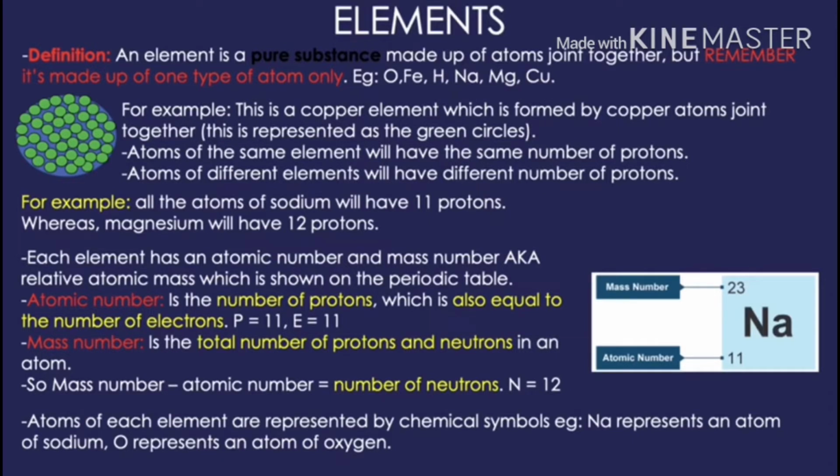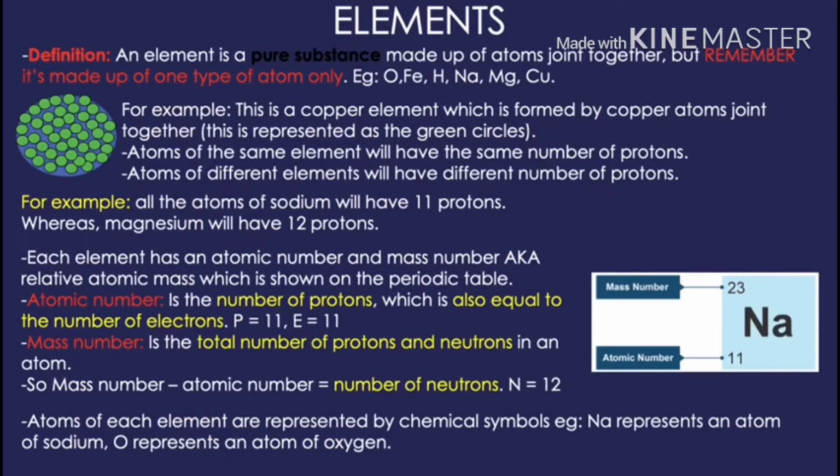So the next part shows the link between the idea of atoms and elements to give you a better understanding of how elements are formed. In this diagram, the small green circles represent the copper atoms, which are joined together to form a copper element. Atoms of the same element will have the same number of protons, and atoms of different elements will have a different number of protons. For example, all the atoms of sodium will have 11 protons, whereas magnesium atoms will have 12 protons. So it's the number of protons that determines the type of atom.